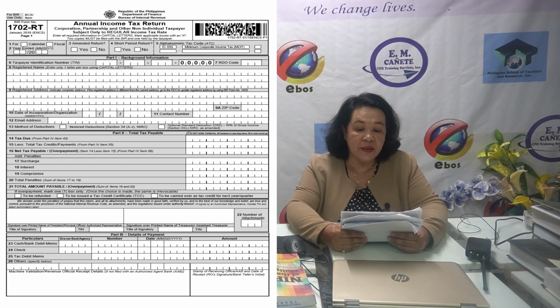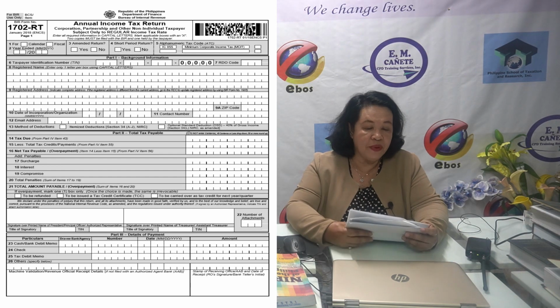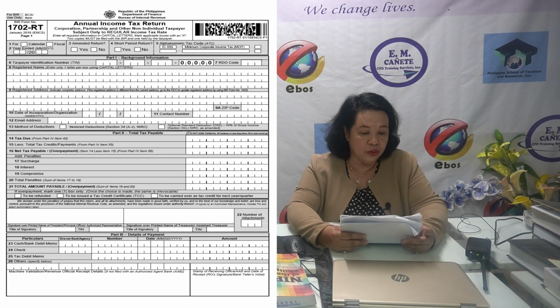Okay, so the instructions for the 1702 for you to fill up is to enter all record information in capital letters, mark applicable boxes with an X. Two copies must be filed with the BIR and one held by the taxpayer. Okay, so let's start how to fill up this form 1702.